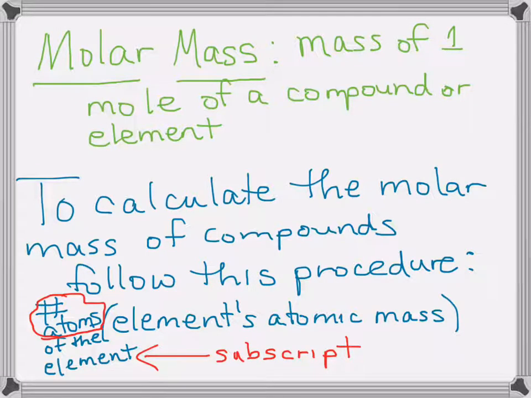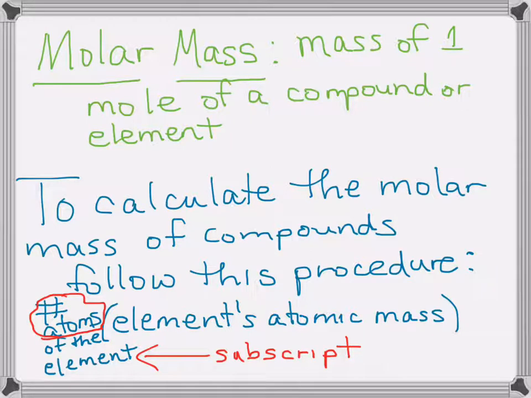Okay, this video is to explain how to calculate the molar mass of a compound. Molar mass is the mass of 1 mole of a compound, or if you're just doing elements, the mass of an element. To calculate the molar mass of a compound, you want to follow the procedure. Basically, all you're doing is taking the subscript number, which is telling us the number of atoms of the element, and multiplying it times that element's atomic mass.